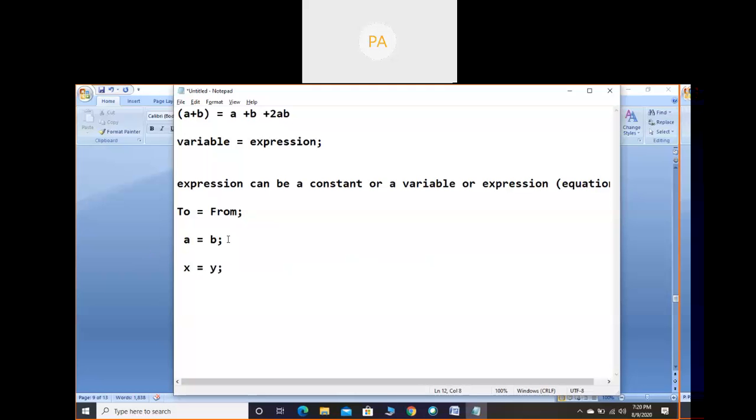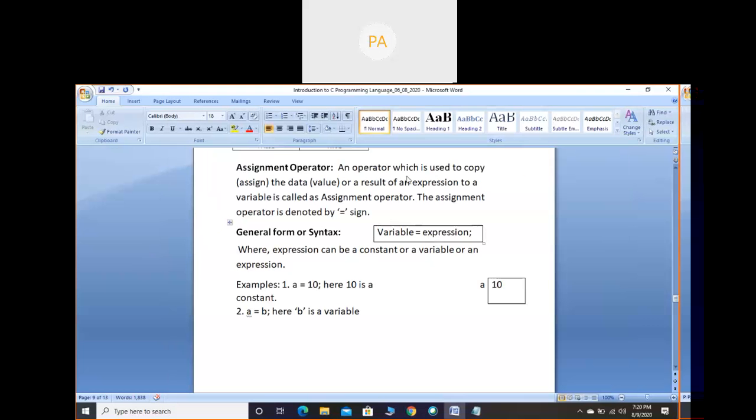On the LHS a is present, on the RHS b is present. Instead of a I am writing x, instead of b I am writing y. In that way we use it in mathematics. Here also, in the LHS a variable is present, in the RHS an expression is present. So in the LHS we always have to use a variable. Coming to the RHS, in place of expression we can use either a constant or a variable or an expression.